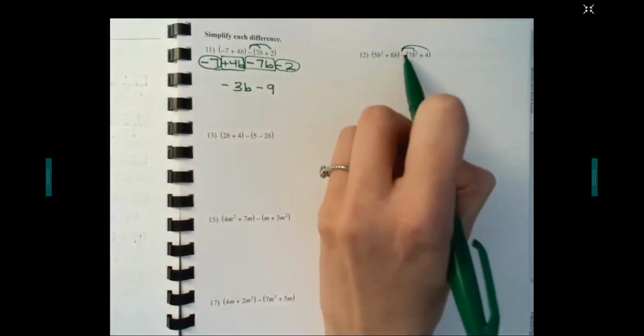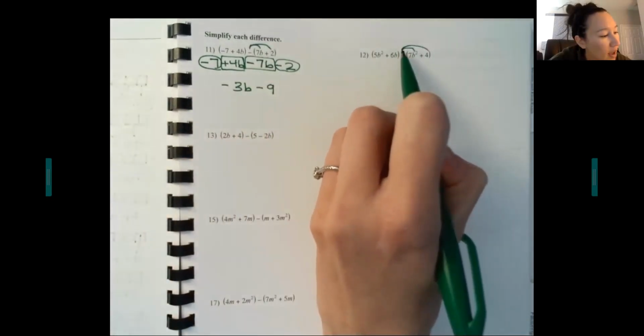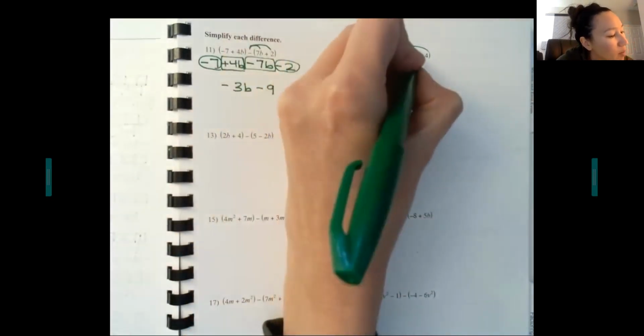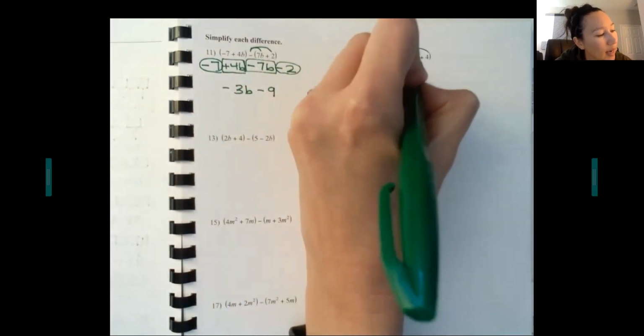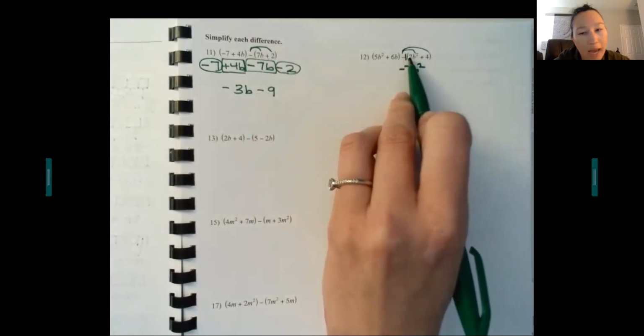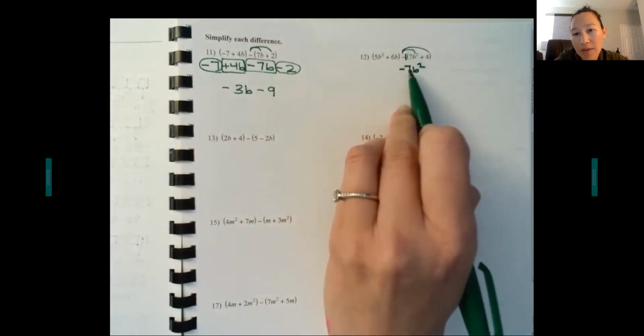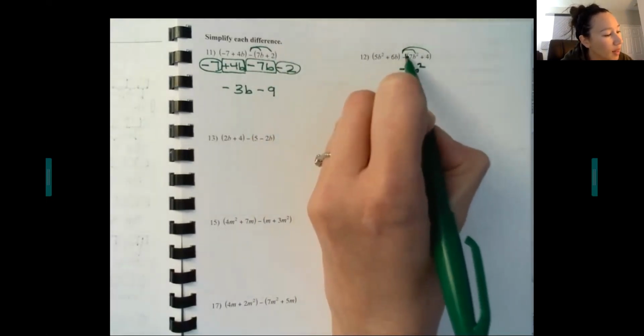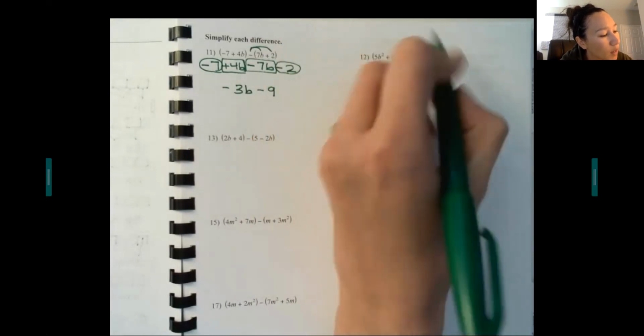I'm not really sure how to do this a little bit. Okay, so you have to distribute the negative first. If I distribute the negative, did you catch that? Multiplying 7b squared by negative 1 just makes it negative 7b squared. So it just changes the sign. If it's a positive, it changes to a negative. If it's a negative, it changes to a positive. So that's for the 7b squared. And then negative 1 times positive 4, that positive 4 now becomes negative 4.